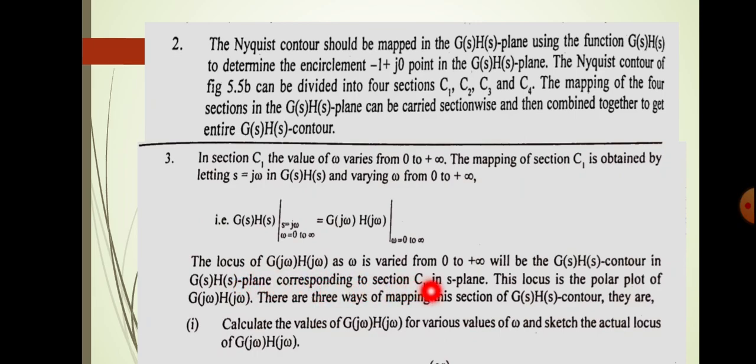So there are 3 ways of mapping this section of the g of s, h of s contour. First way is we can calculate the values of g of j omega and h of j omega for various values of omega, and we can sketch the actual locus of g of j omega and h of j omega. That is a direct method. That means we have this function and we will map this function in the g of s into h of s plane by putting different values of omega from 0 to infinity into this equation. So we will get a mapping, and that is a direct method.